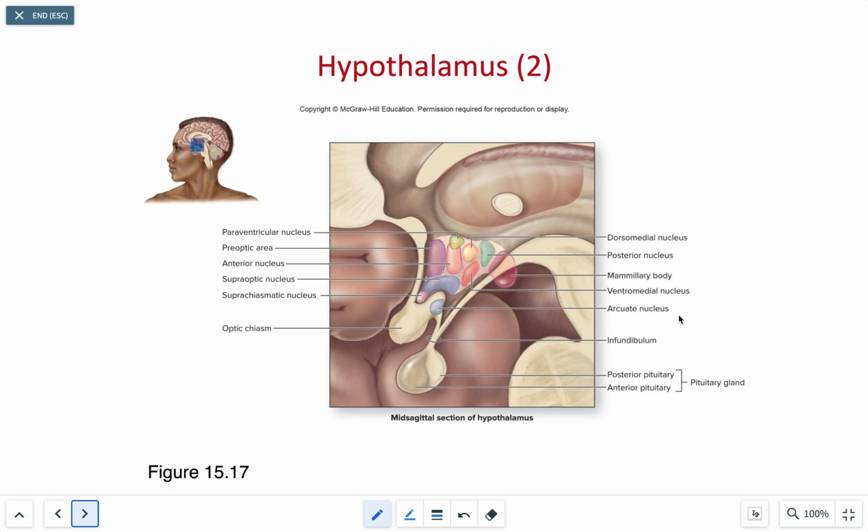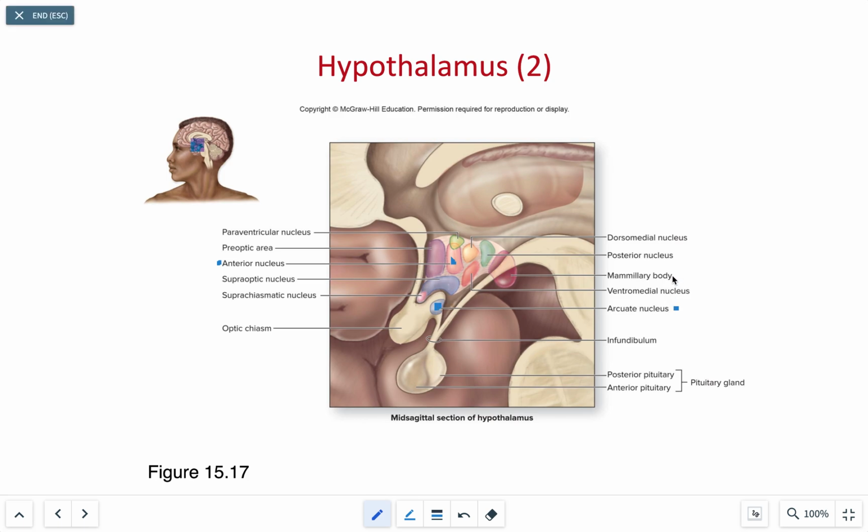Inside of all of these, we're going to go through a few of the more important nuclei. The first one we're going to start with is right here. This is the anterior nucleus. This area of the hypothalamus is important for monitoring the thirst center. It basically is going to stimulate your fluid intake. The next one, the arcuate nucleus, which is a little bit more inferior, so right here, is going to regulate your appetite.